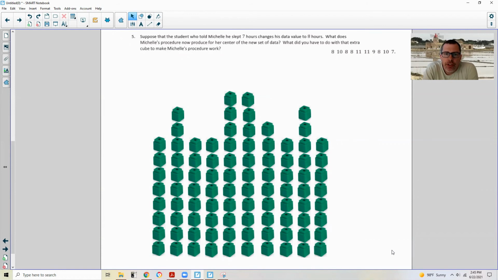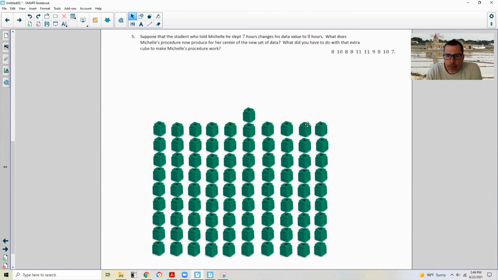What does Michelle's procedure now produce for her center of the new set of data? So in other words, what would be the average? So again, we would take these cubes and share them evenly and come up with an average. So then we have this here, move this over here, and move this over here. Well, we have 1 more cube left. So the only way we can evenly distribute a cube would be to cut it into pieces. And there are 1, 2, 3, 4, 5, 6, 7, 8, 9, 10 piles.